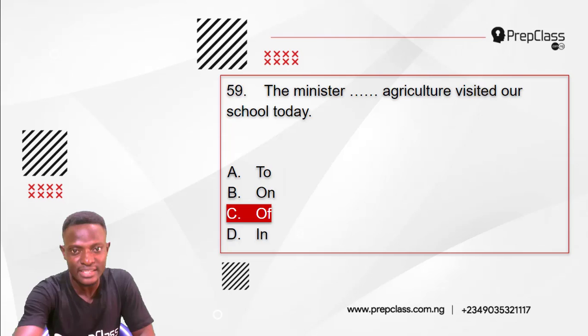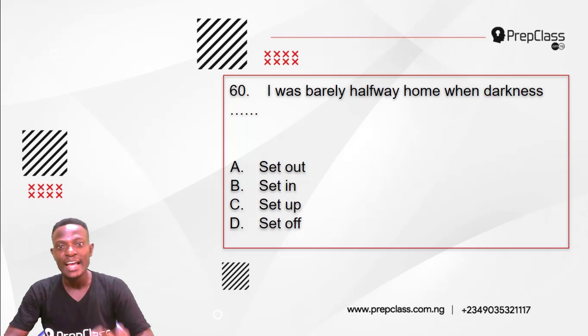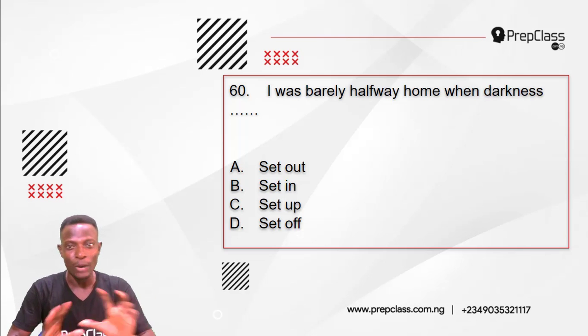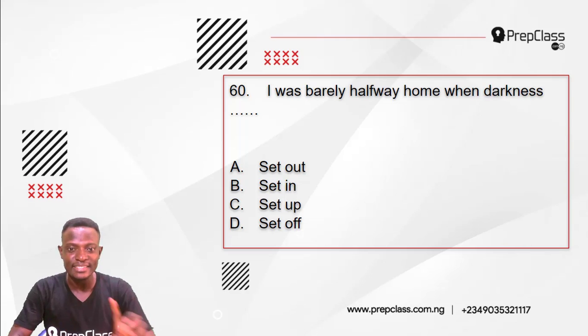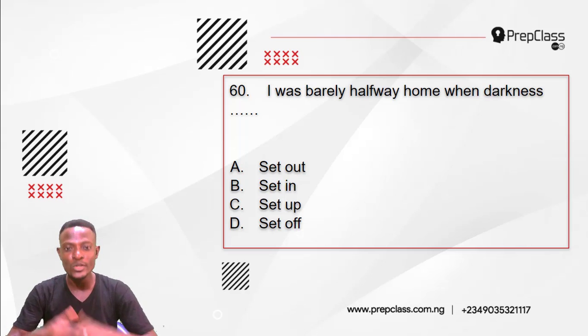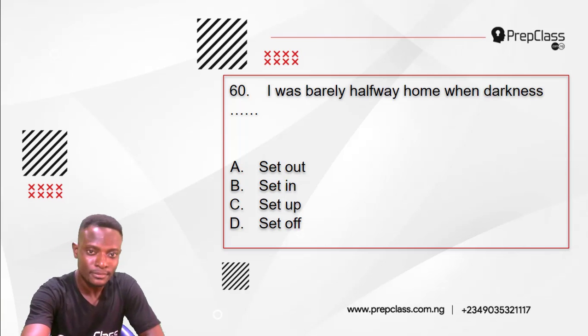Moving on, question 60. I was barely halfway home when darkness dash. A. I was barely halfway home when darkness set out. B. I was barely halfway home when darkness set in. C. I was barely halfway home when darkness set up. D. I was barely halfway home when darkness set off. So, which of these options is the best to complete this sentence?